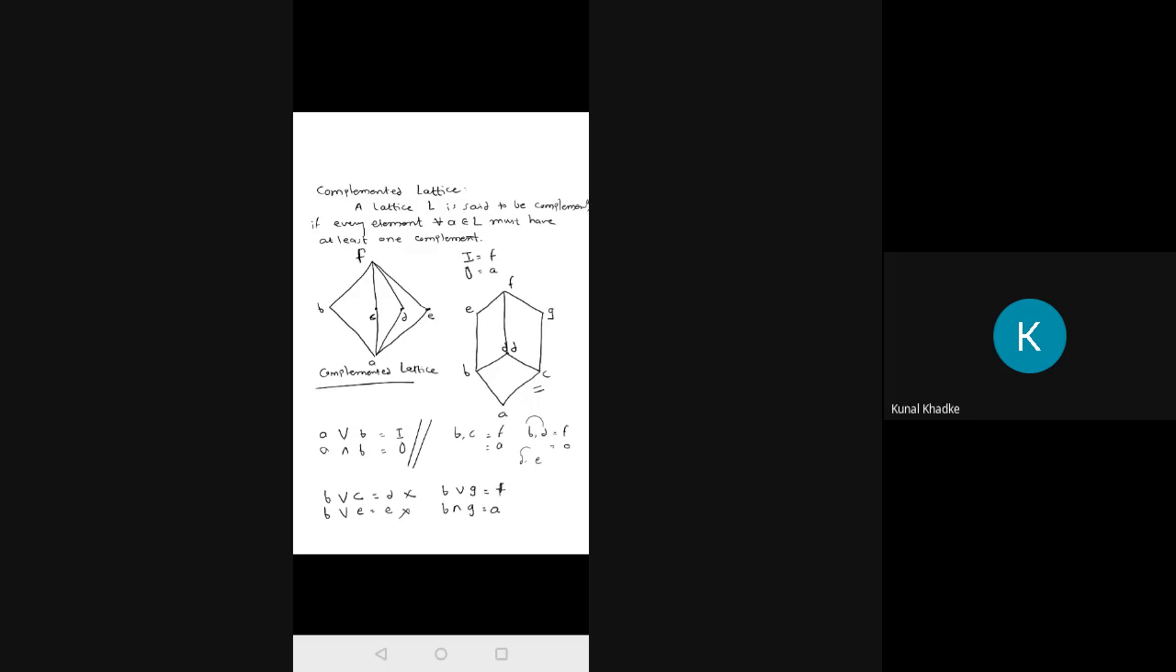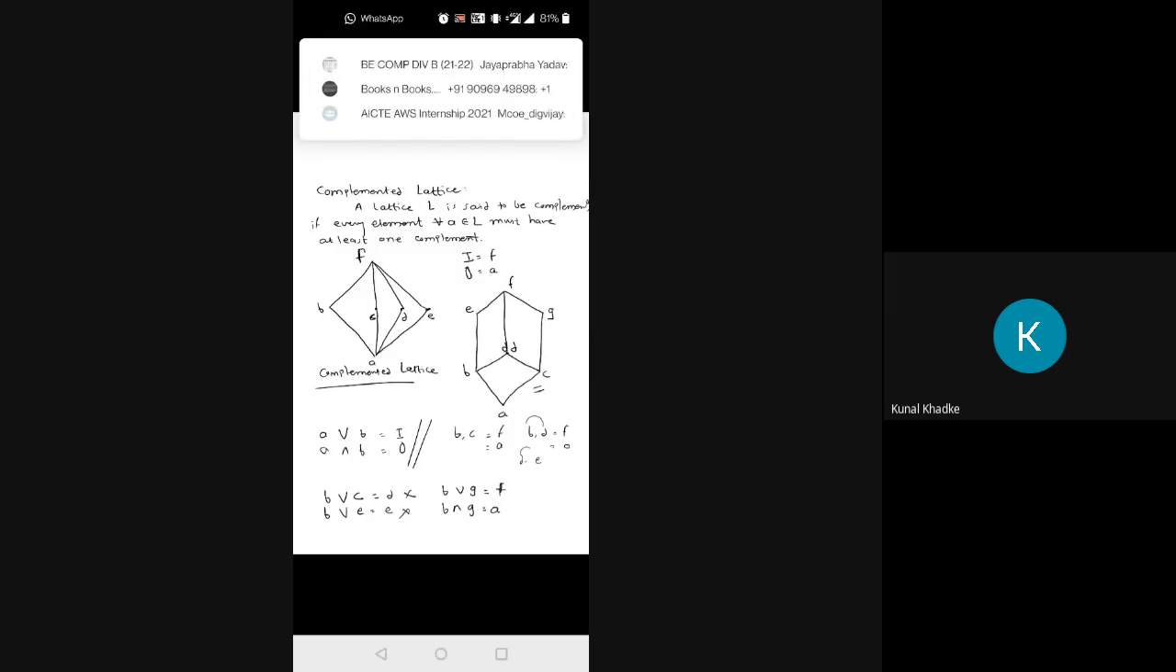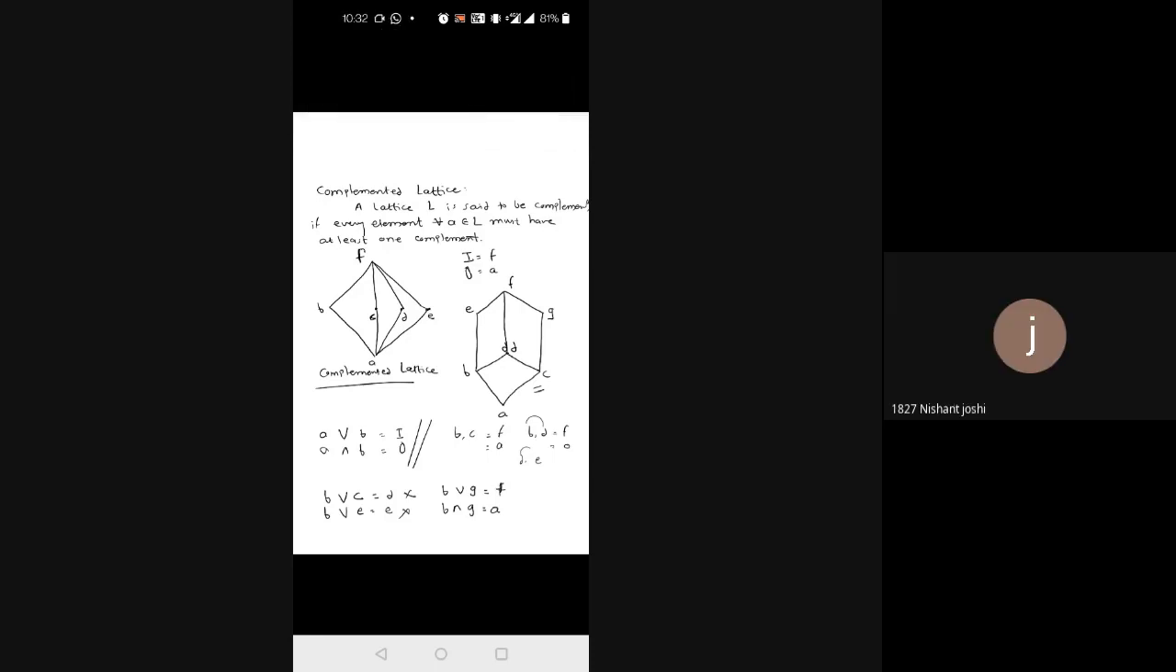Can we say that B and G are complements now? Yes or no, say something quickly. Yes, sir. Now find it for other elements. If all elements have a complement, then we can say that this is a complemented lattice. If you find at least a single element which doesn't have any complement element, we can say that this is not a complemented lattice. So tell me fast now. Is it a complemented lattice or not? Give the answer fast.